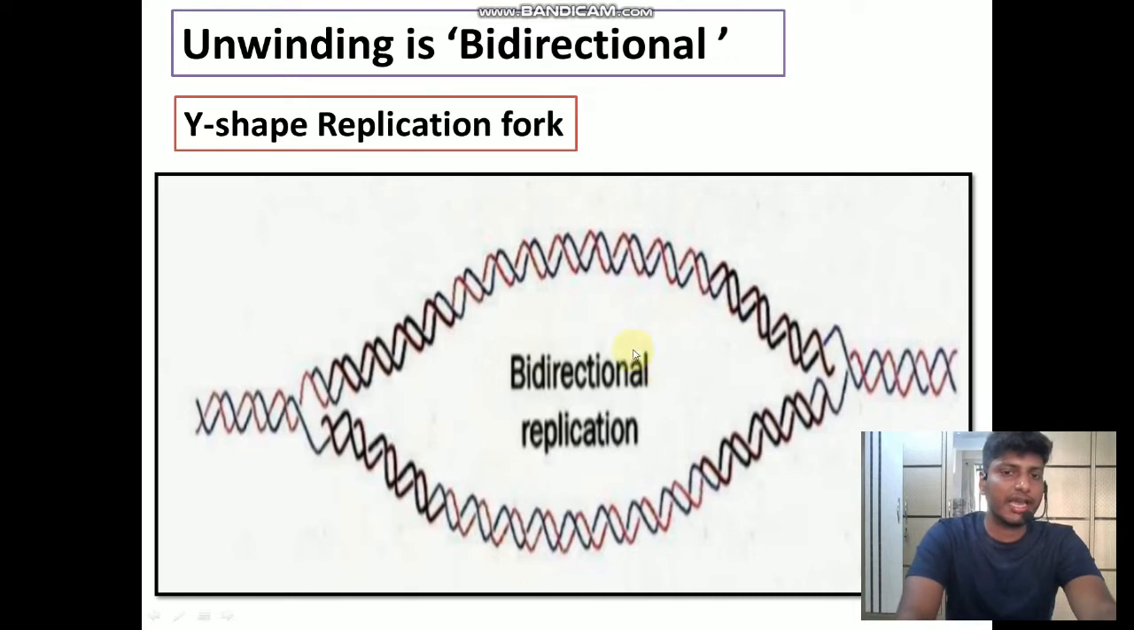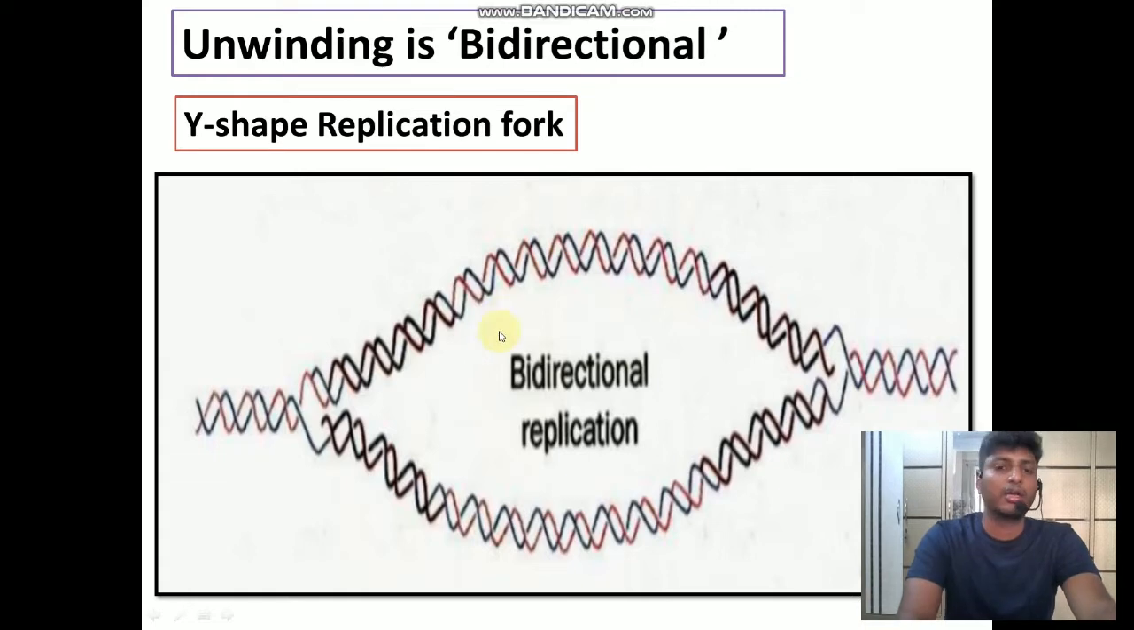It is also considered as a Y-shaped replication fork because this is an inverted Y-shaped structure, and that's why it is called a Y-shaped replication fork. Unwinding is bidirectional. That means from both the sides, dear students, the replication fork from both the sides, that is from this point as well as from this point, the DNA is unwinding. So it is unwinding in both the directions, and that's why it can be considered as bidirectional.